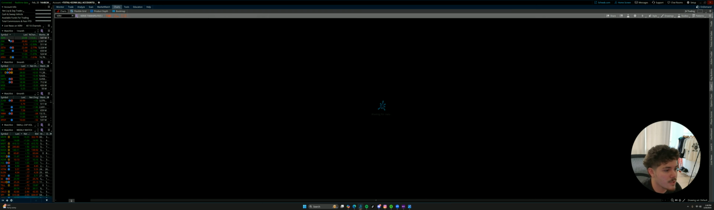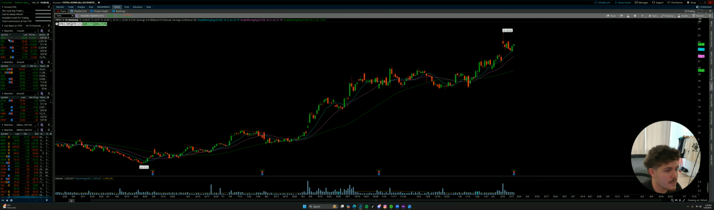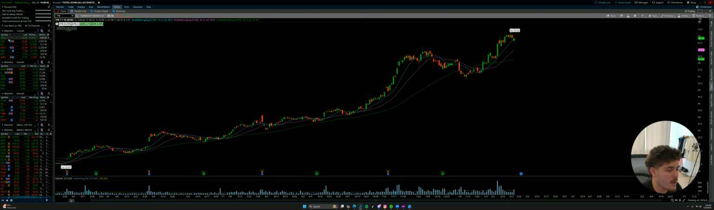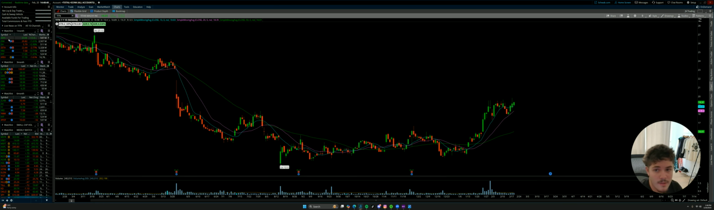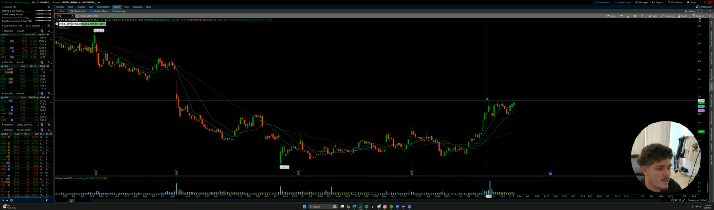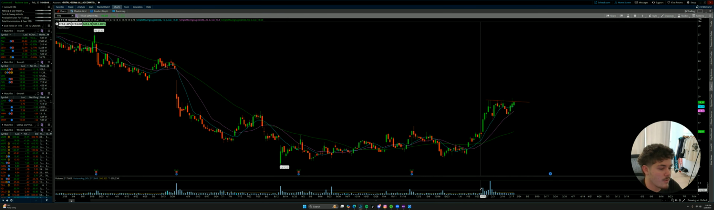But overall, you literally just go through here and click, click, click until you find something with the specific setup that we look for, which is, again, those high tight flags, any sort of consolidation after a big move. Again, you want volume to die out. You want at least a 5% ADR, and you want the SMAs to be surfing the price action.